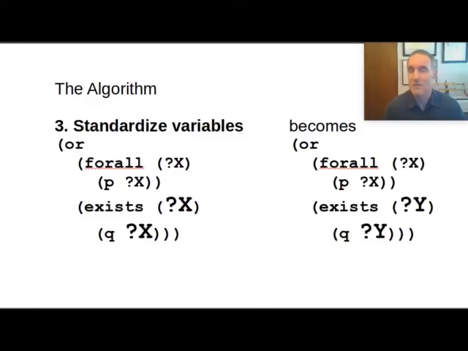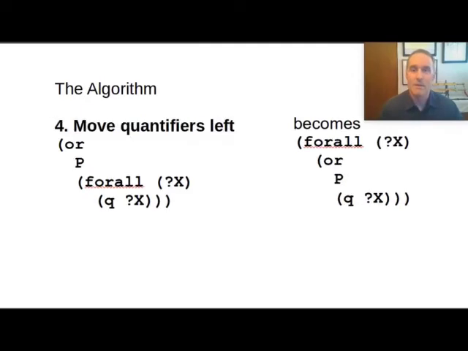So we're standardizing the variables. We're making it clear that variables in different scope are syntactically different variables as well as just semantically different variables. We also want to move the quantifiers left. So if we have a universal quantifier, the forall, that's embedded deep in some complicated statement, we can pull it out. And the reason we can do that is because we've already standardized the variables, right?